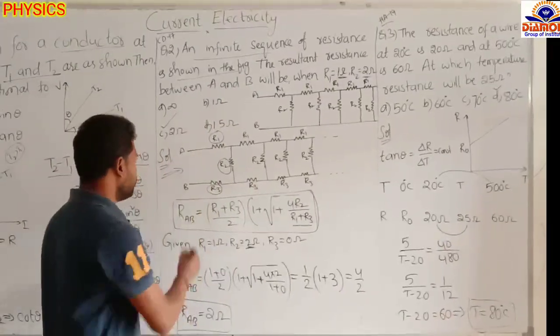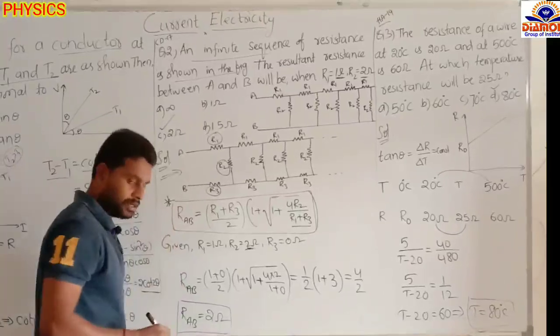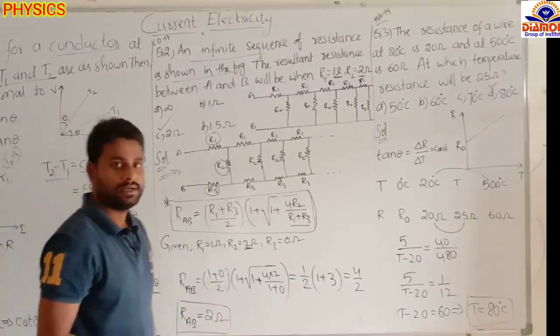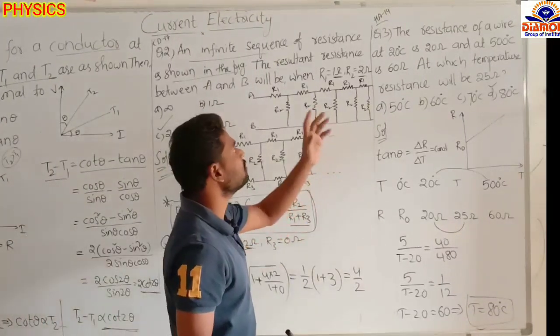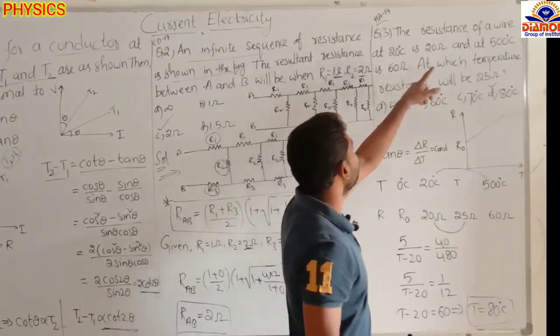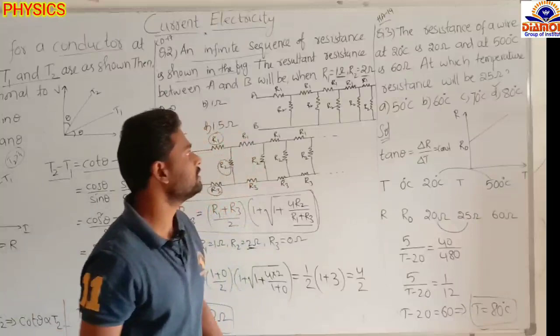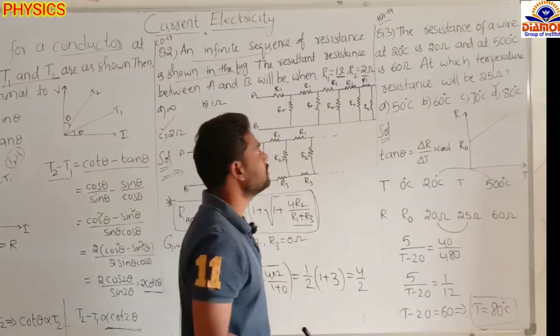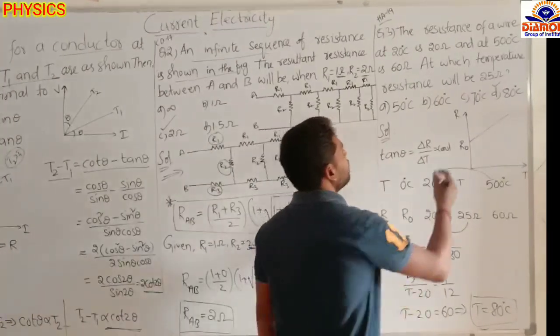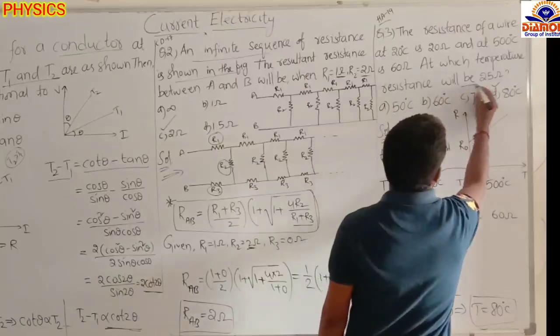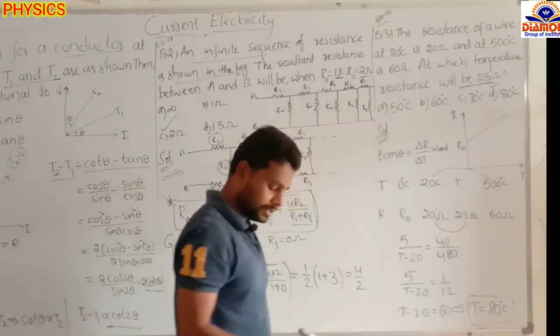If you remember this formula, you can solve the problem very easily. Okay, next, see the next question. The resistance of a wire at 20 degrees centigrade is 20 ohm and at 500 degrees centigrade is 60 ohm. At which temperature will the resistance be 25 ohms? Okay, now we have to find this one.